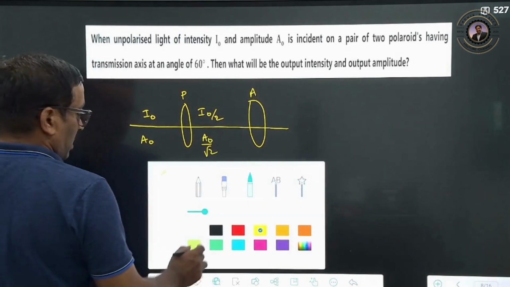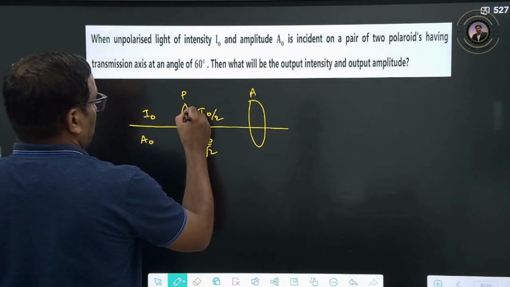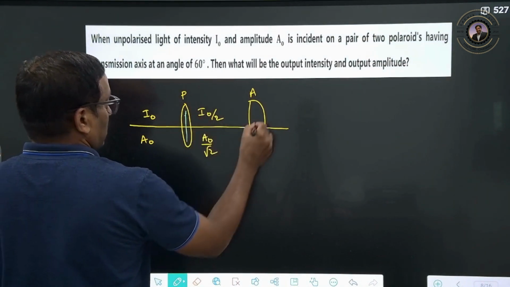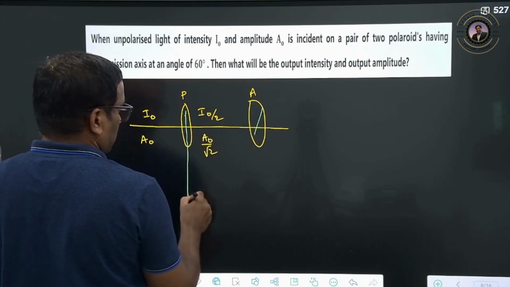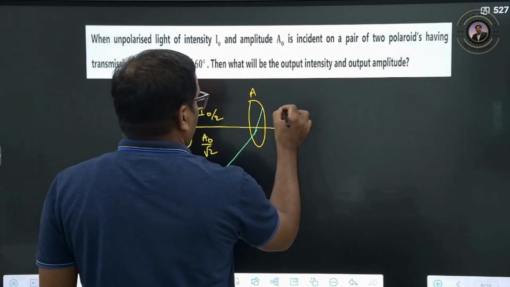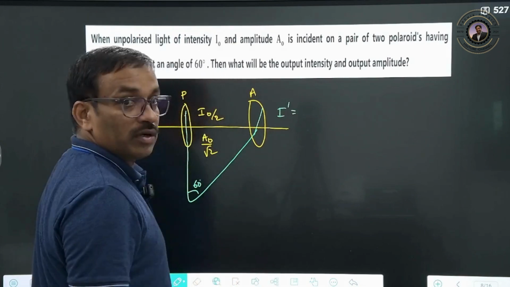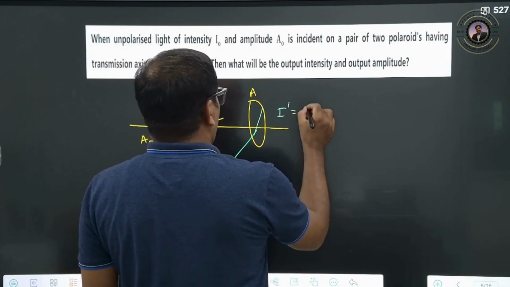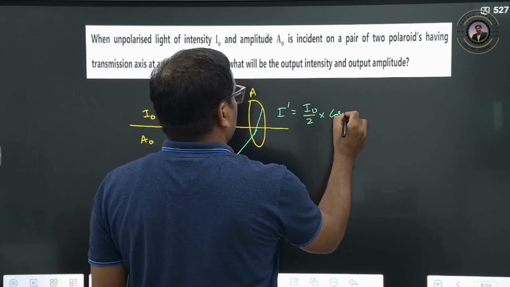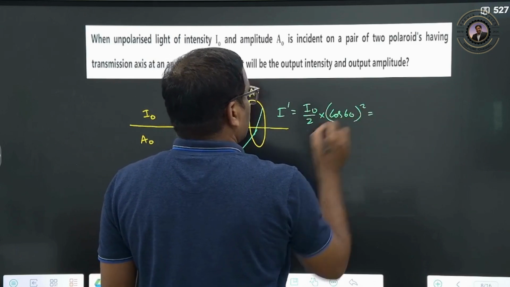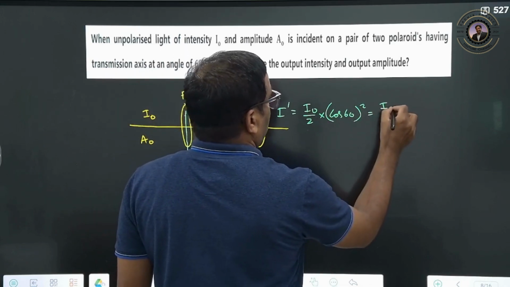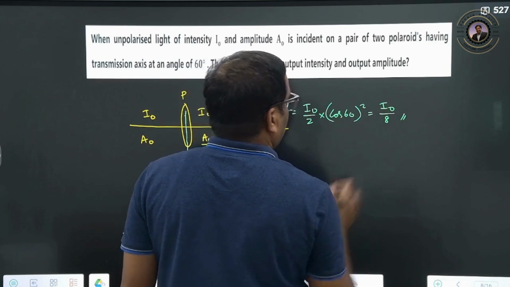Then the transmission axis, which is coming, what is this angle now? Therefore here, this is nothing but 60 degrees. Clear? So the intensity coming out from this one, I dash, will be equal to I naught by 2 into cos 60 whole square. Cos 60 is nothing but 1 by 2, so 1 by 2 means 1 by 4. I naught by 2 into 4, that is 8. It will be your answer.